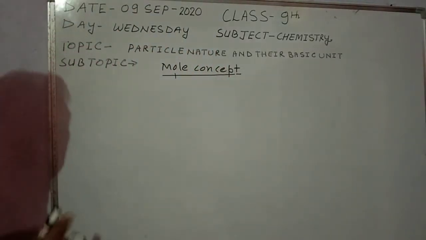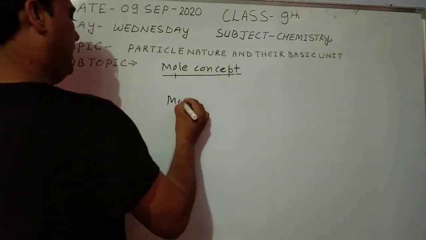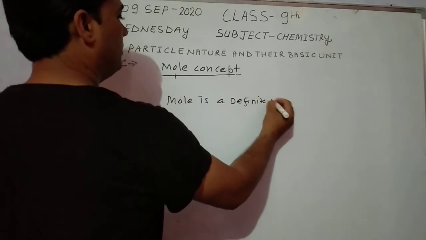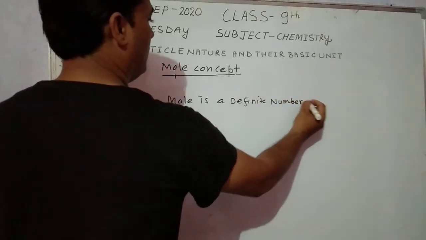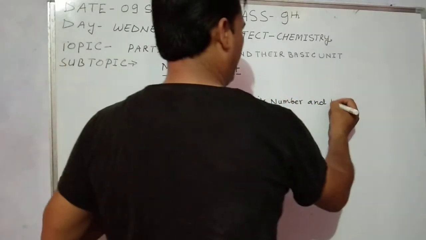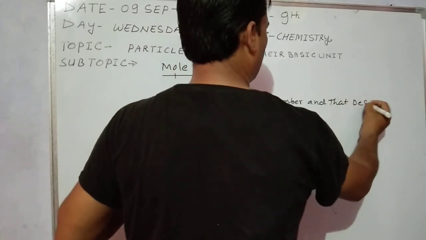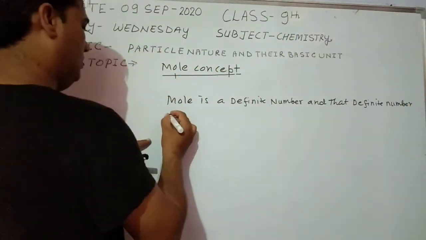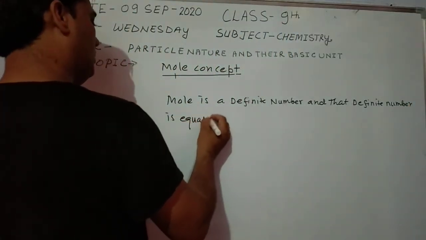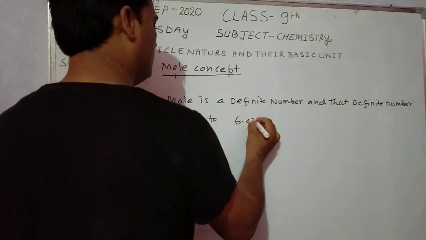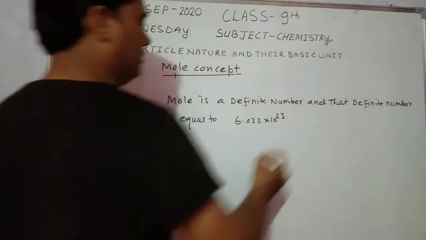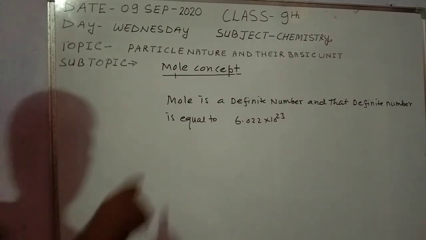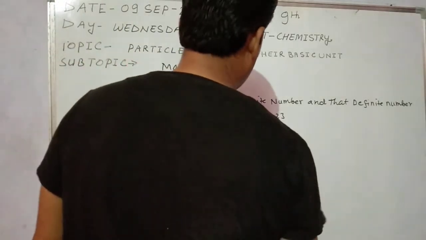First of all, what is a mole? Mole is a definite number, and that definite number is equal to 6.022 into 10 to the power 23. So mole is a definite number and that definite number is equal to 6.022 into 10 power 23.